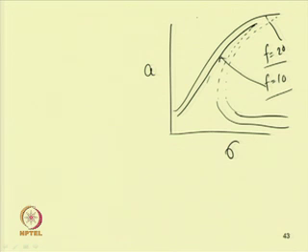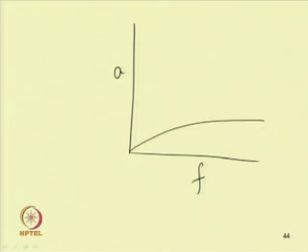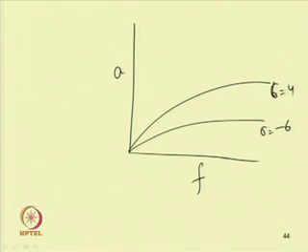But one can also plot the force response curve, that is A versus force for different values of sigma. So, this is for sigma equal to -6. Let this be sigma equal to 4, and let this be sigma equal to 0. So, then this is -4, sigma equal to -6, -4, and this 0.